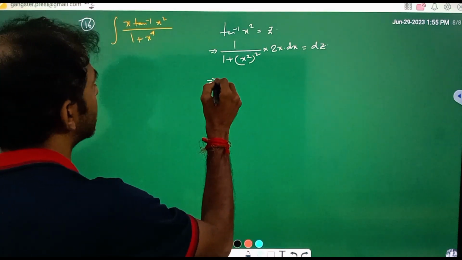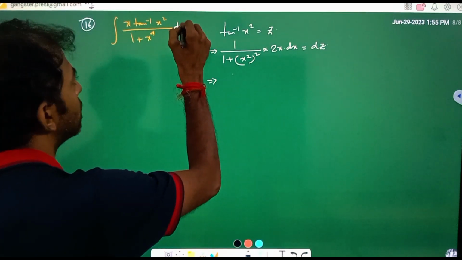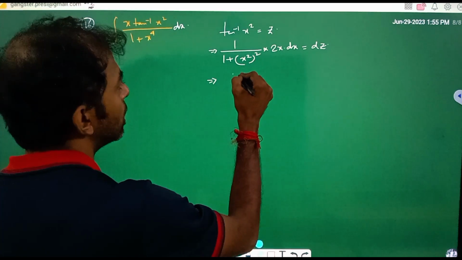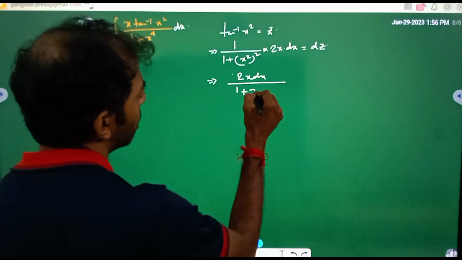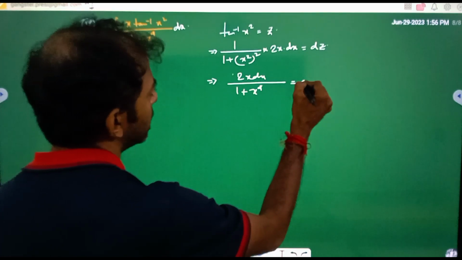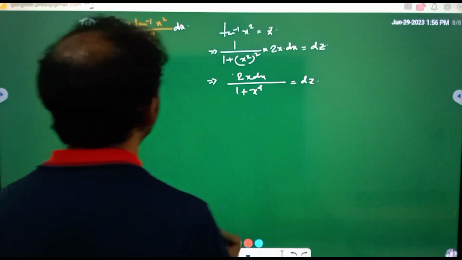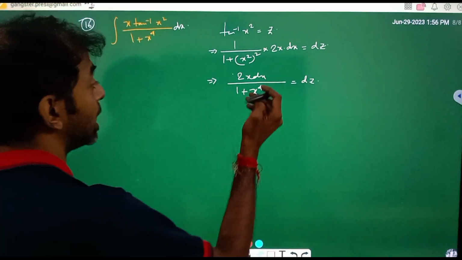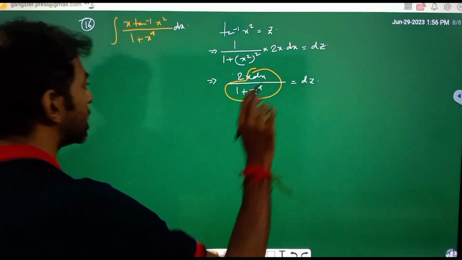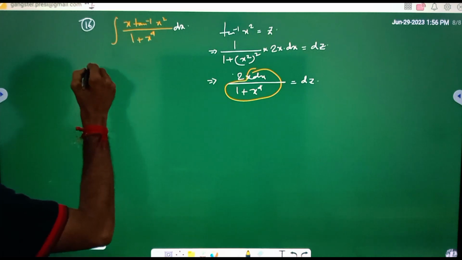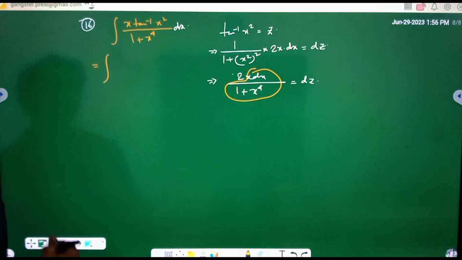So the total result is, there was a dx also, so 2x dx divided by 1 plus x power 4 is equal to dz. Hence x dx by 1 plus x to the power 4 will be half dz. Okay, so we're substituting the value here.